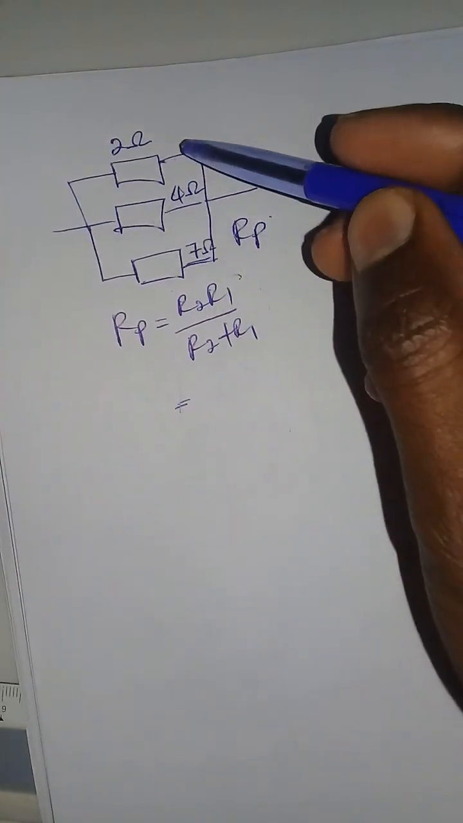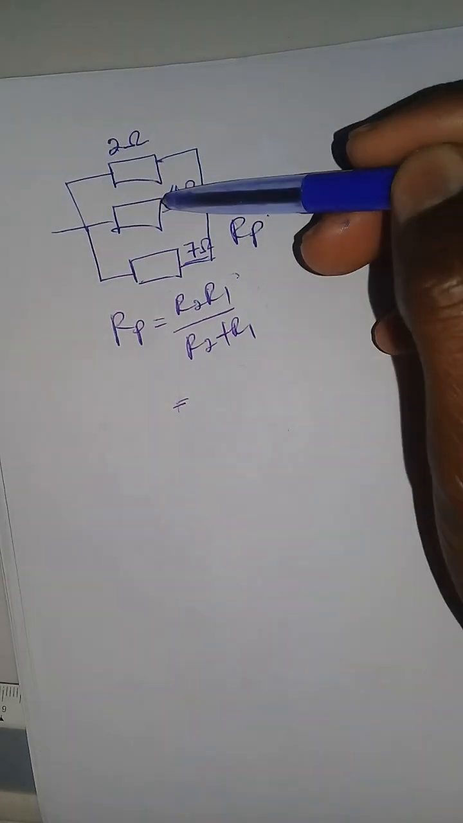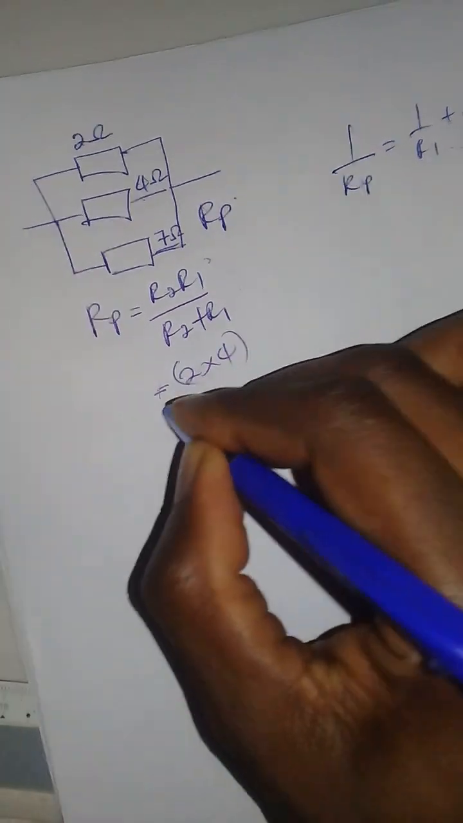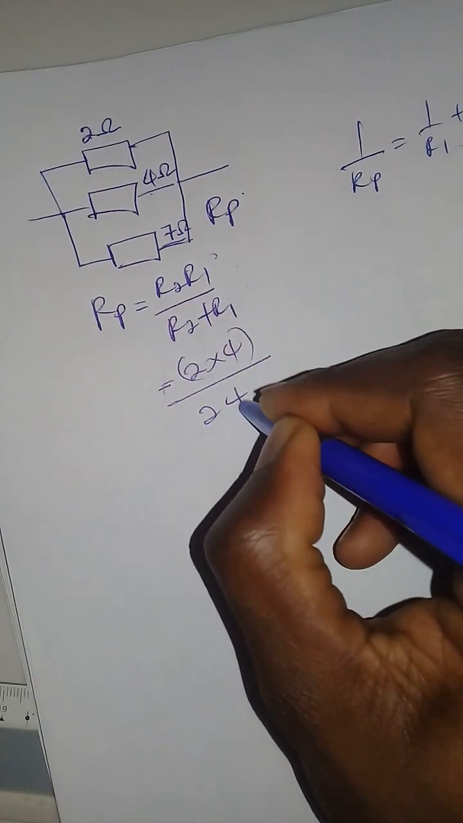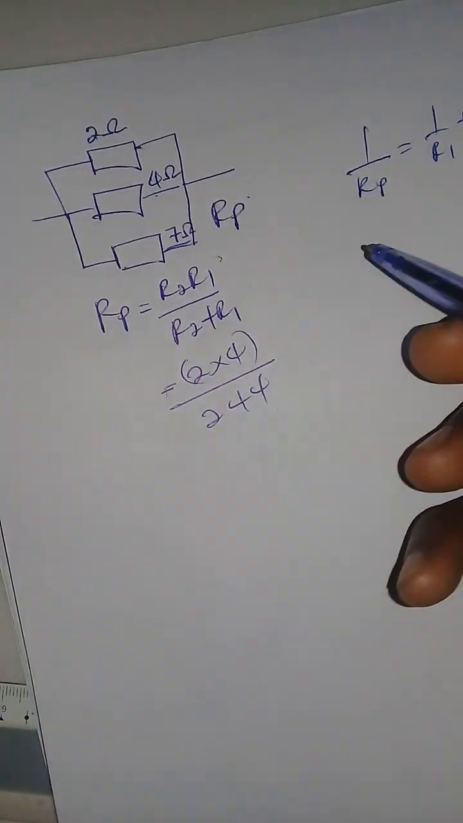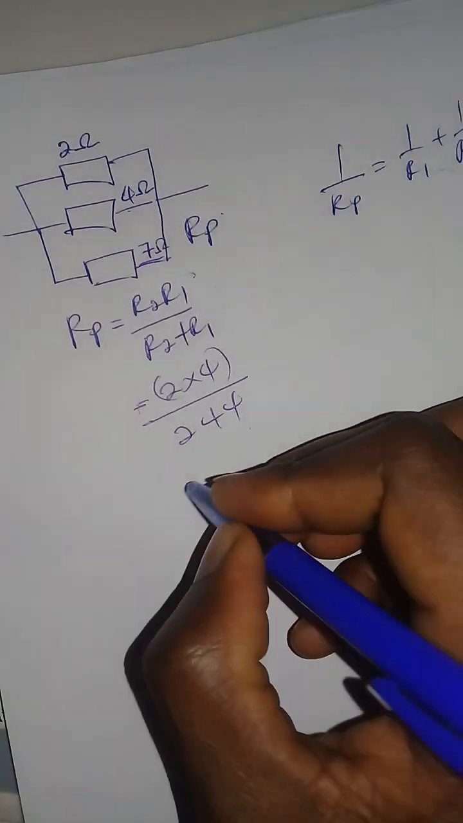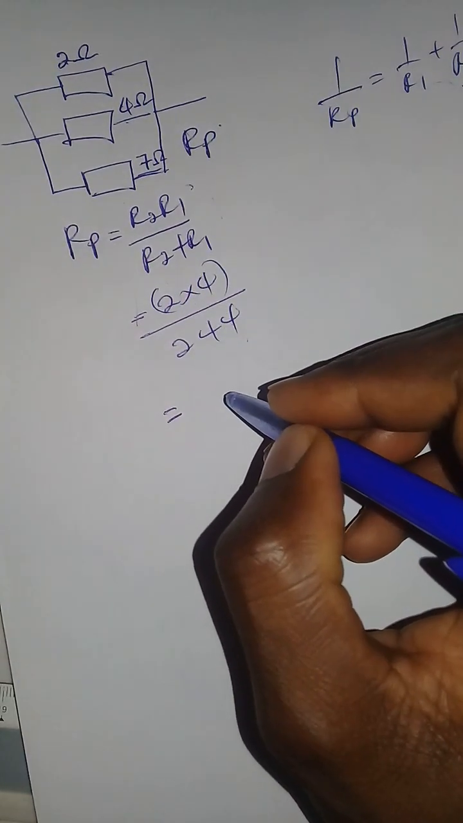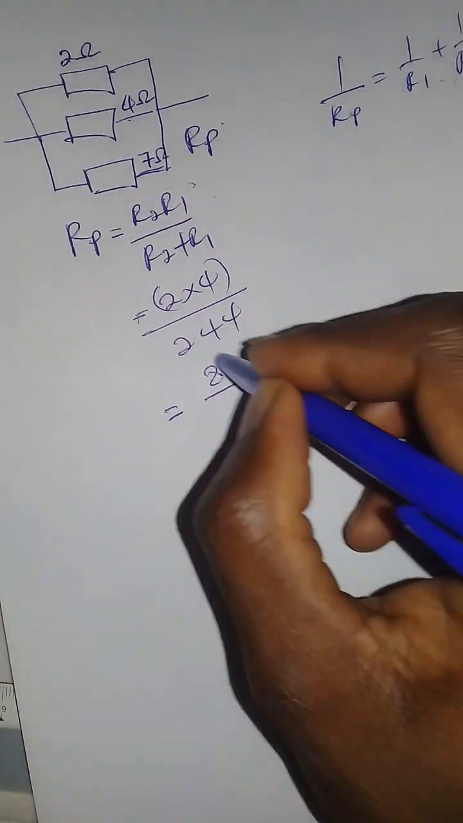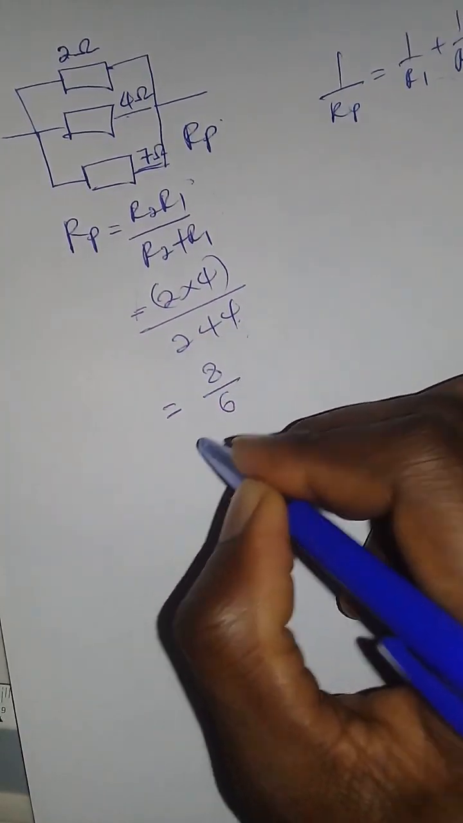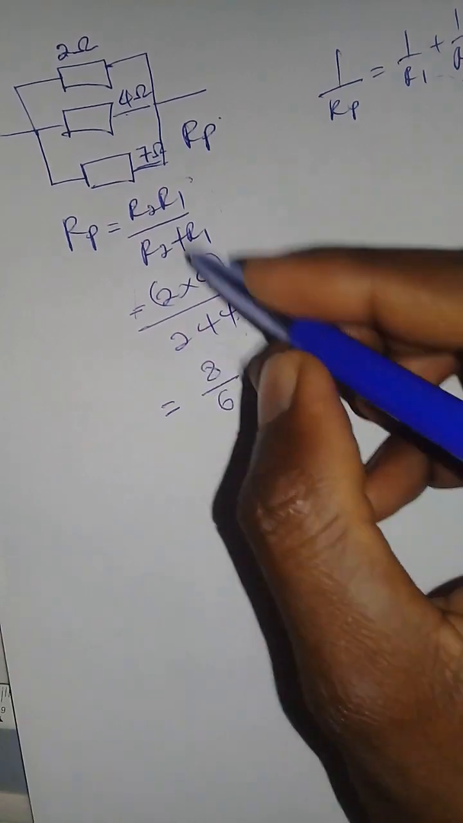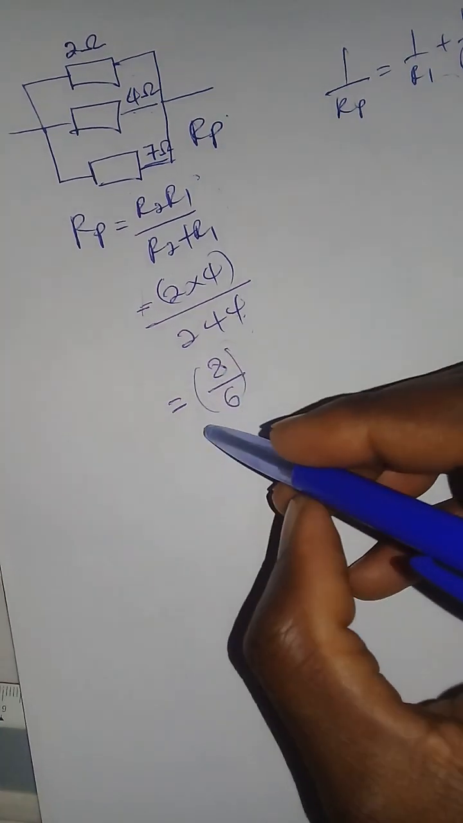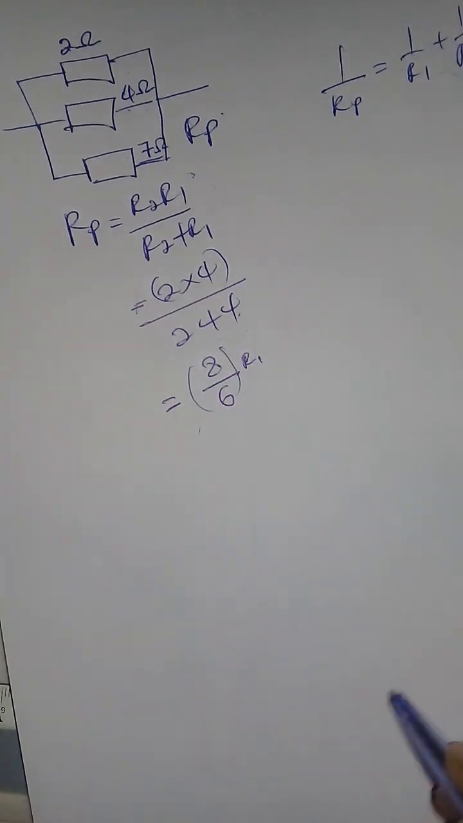Now let's look at how we can apply this. We're going to focus on the first 2 resistors, the 2 ohms and the 4 ohms. So that's going to be 2 times 4 over 2 plus 4. Sorry about the order, you can say 4 times 2, but it's still the same thing. So 4 times 2 gives us 8, and 4 plus 2 gives us 6. That's the value that the first 2 resistors are giving us.